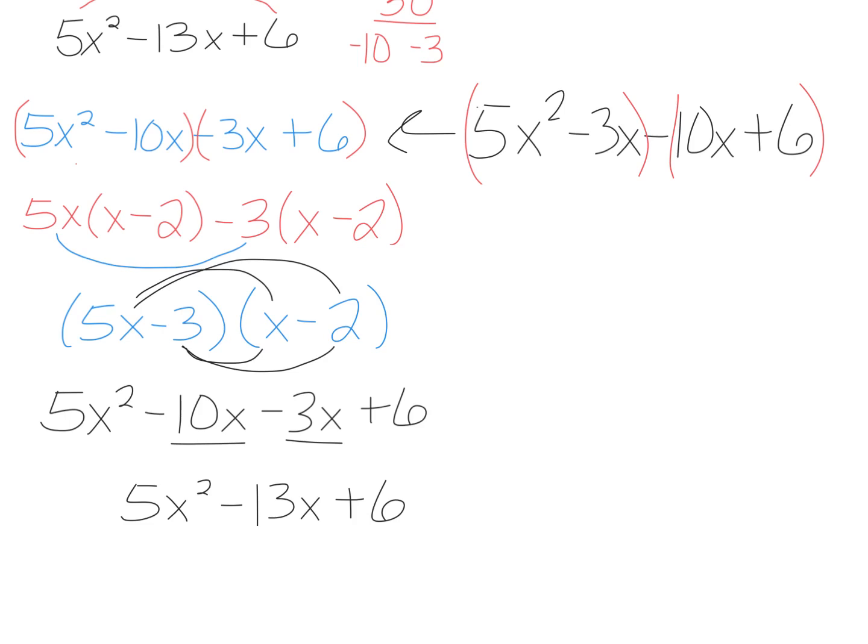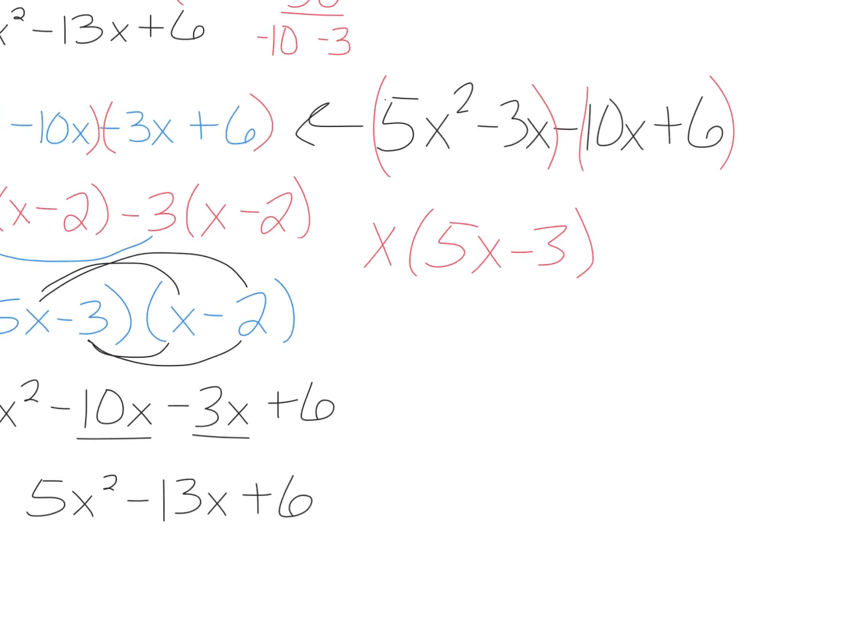Can I take anything out of this? I can take x out, and then we're left with 5x minus 3. Can I take anything out of the second one? A 2, so I get 5x minus 3. Did it still work? Why? We still have two things that match, so that's one of our answers.